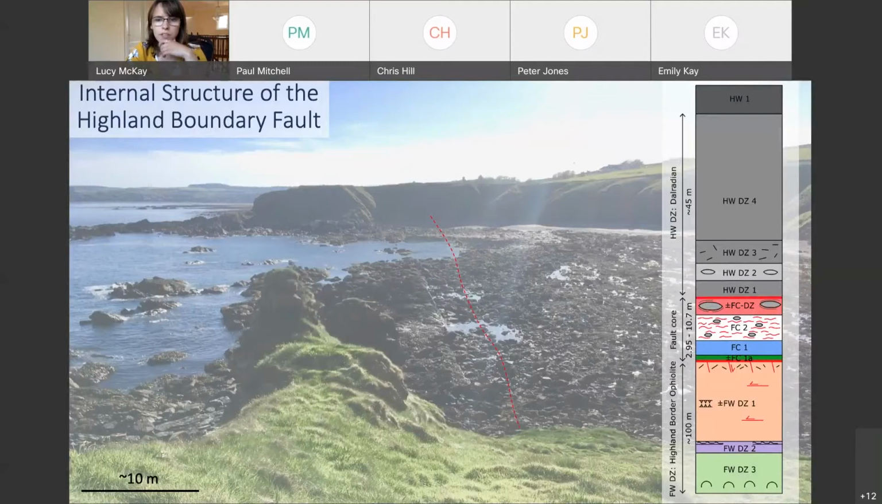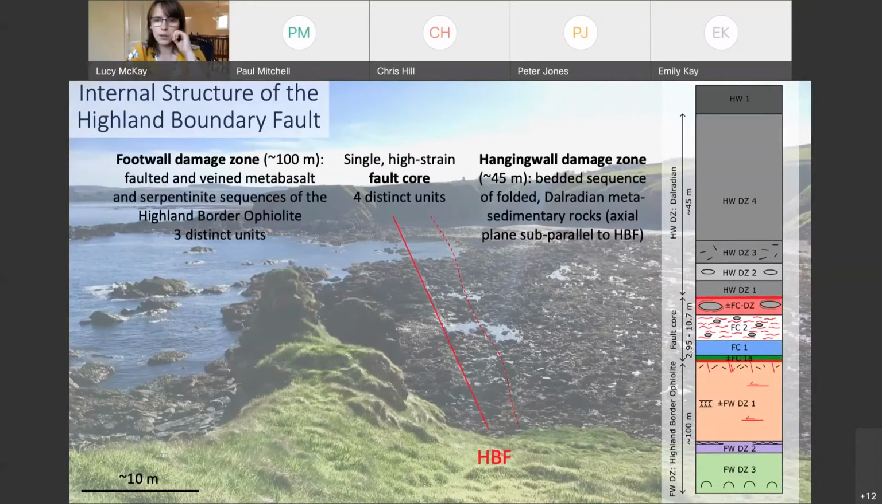So after digging and exposing the fault at these several different localities and making structural logs, I revealed a remarkable sequence of fault rocks through this ancient plate boundary. At all localities, the fault core consists of a single high strain fault core bound on either side by damage zones of contrasting lithology, your crustal rocks and your oceanic rocks.